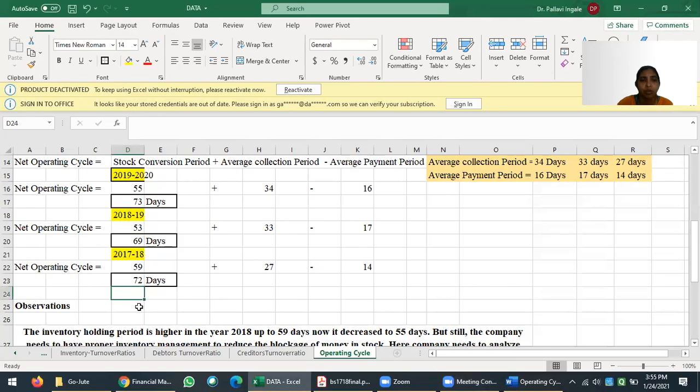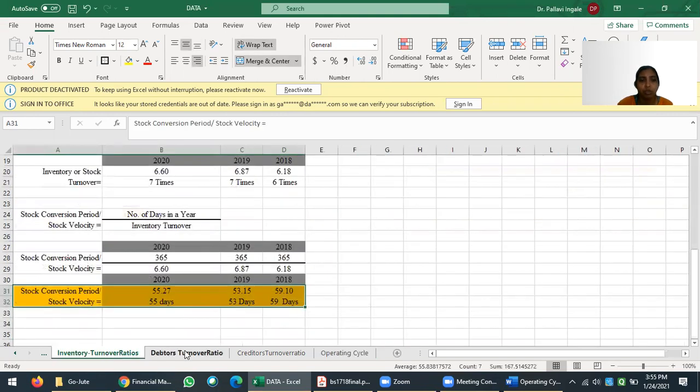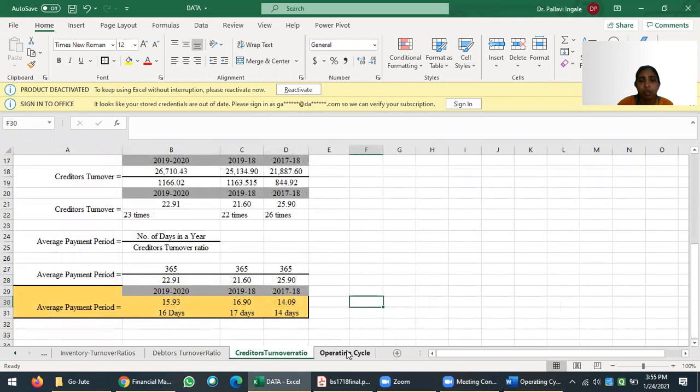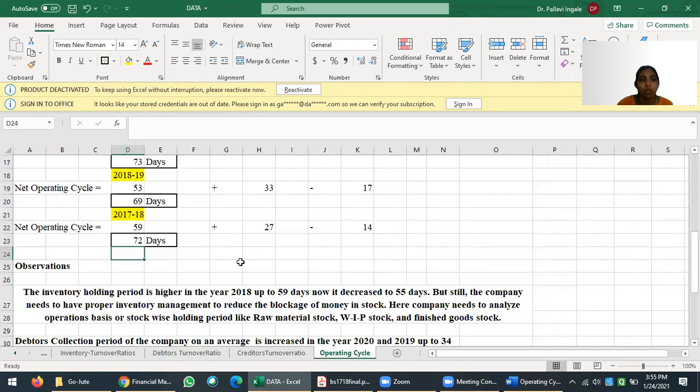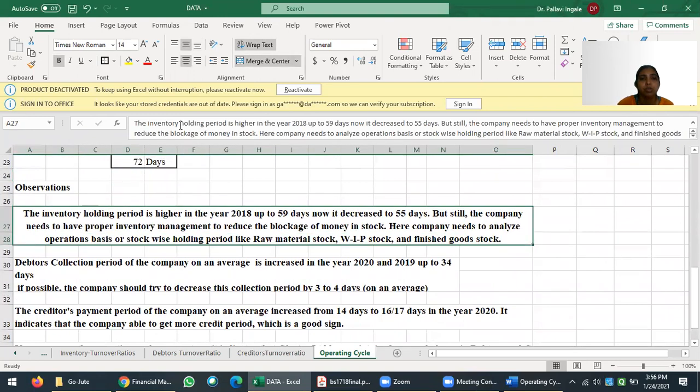So now we have calculated the three years' data. Okay, so now you will see on the basis of three parameters, inventory turnover ratio, debtors turnover ratio, creditors turnover ratio, we have calculated the operating cycle also. Now what is the observation that you have to write? So first observation of ours is what? Inventory.